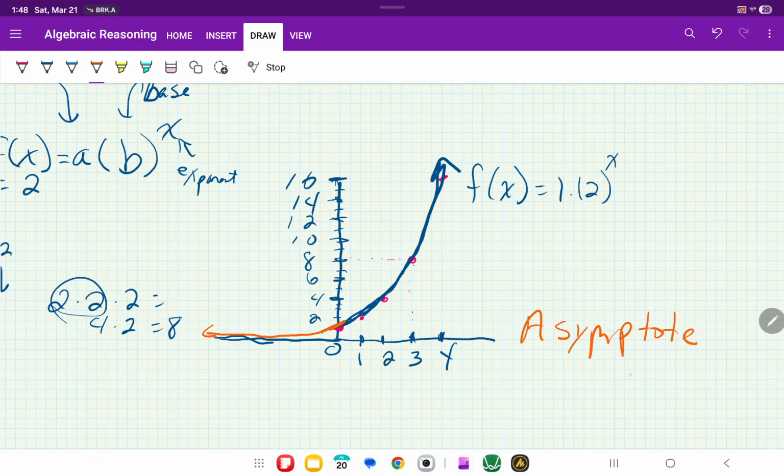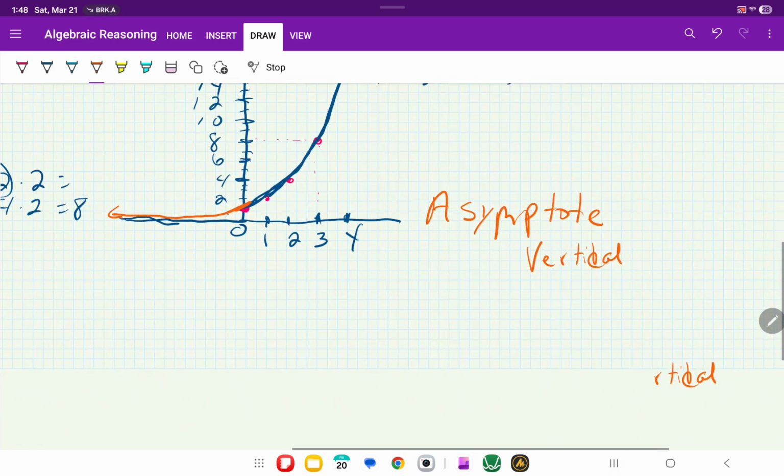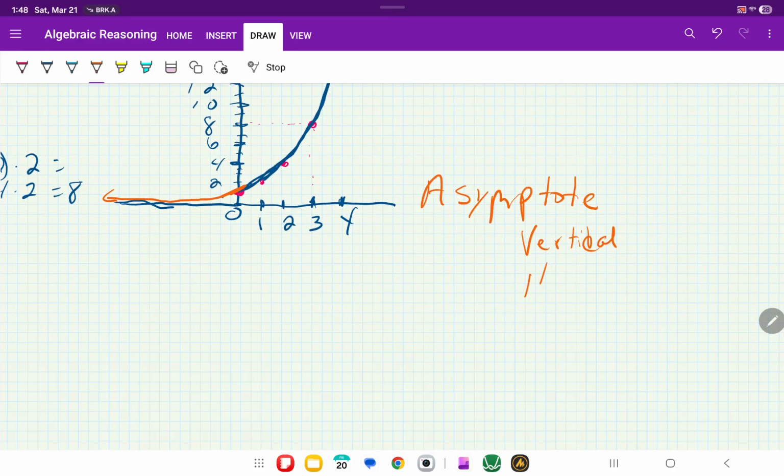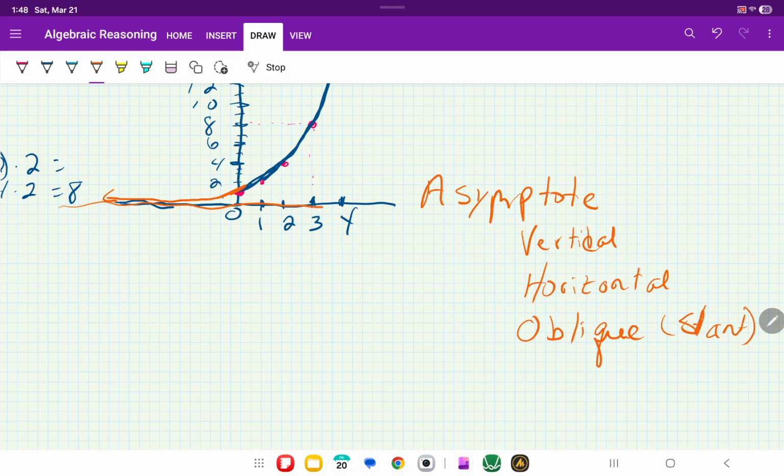There is a vertical asymptote, there are horizontal asymptotes, and there are oblique or slant asymptotes. So this is never crossing a horizontal line, so this is a vertical asymptote.